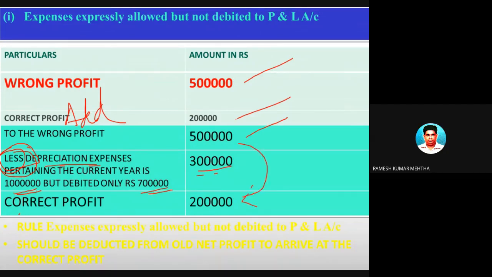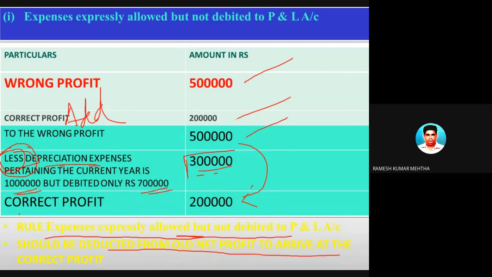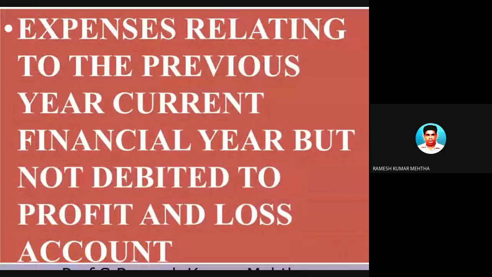Now what is the concluding point? What is the inference? Rule: expenses expressly allowed to be shown on the debit side of profit and loss account, but not debited to profit and loss account, are not shown as an expenditure, should be deducted from the old profit to arrive at the original profit or the right profit. So you have to deduct this 3 lakh rupees toward the right profit. So hope you have understood this particular point.